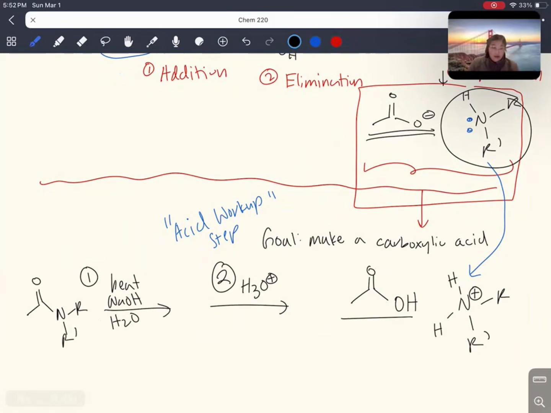Typically, in these reactions, forming the carboxylate ion is an intermediate step before you form your final carboxylic acid. And so you would add H3O plus, and you would have your final carboxylic acid.